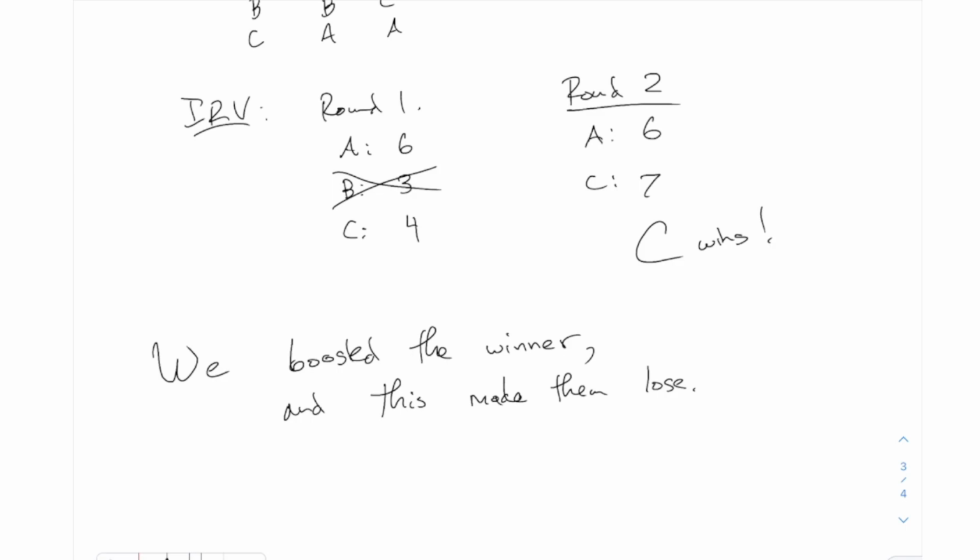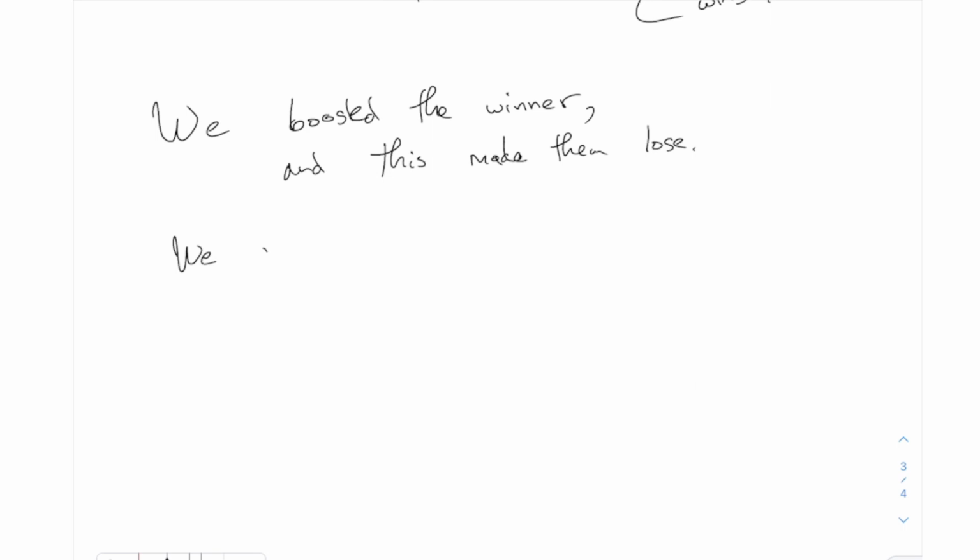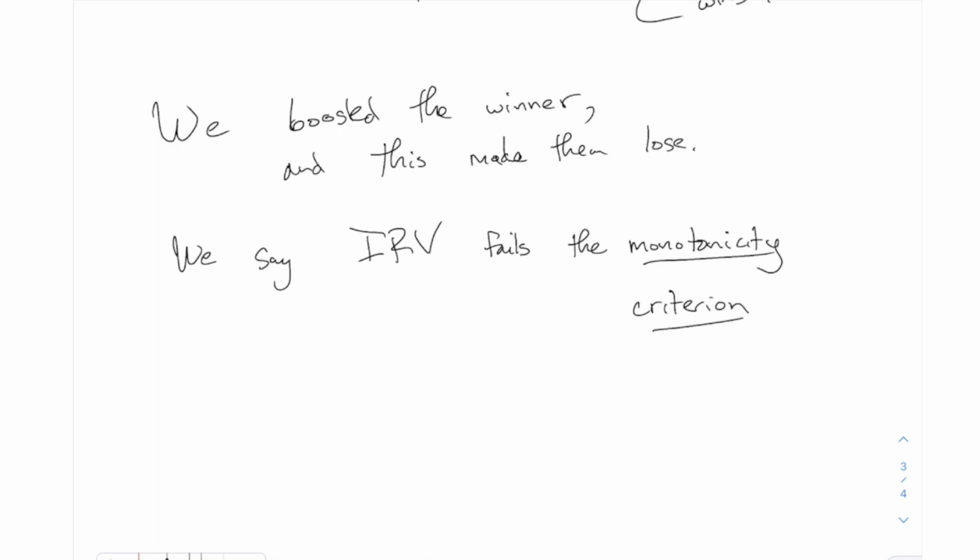All right. So there's a name for this. We say that this is a bad thing to happen in a voting system. So we say the instant runoff voting fails what I'm going to call, this has a big and weird name, the monotonicity criterion. The monotonicity criterion, all right? That's what it's called. And the instant runoff fails to satisfy the monotonicity.